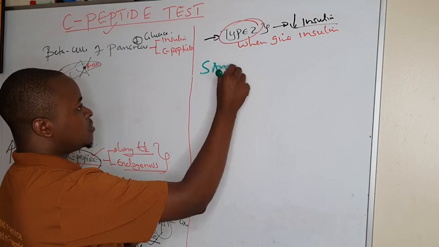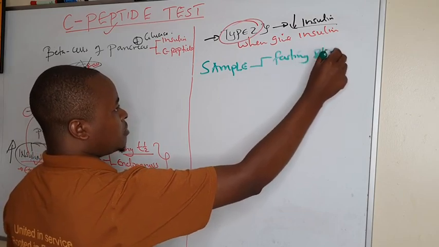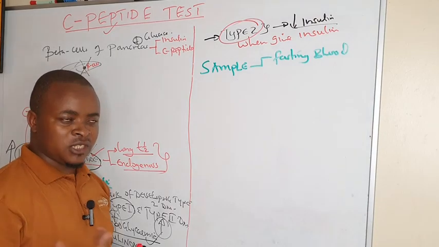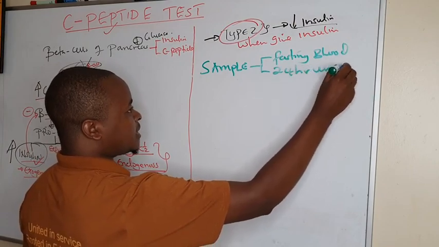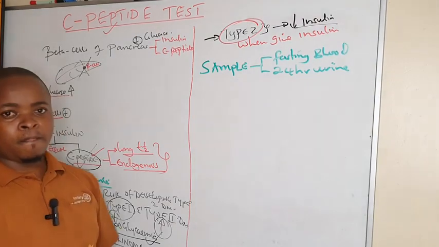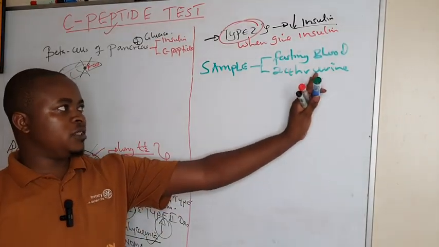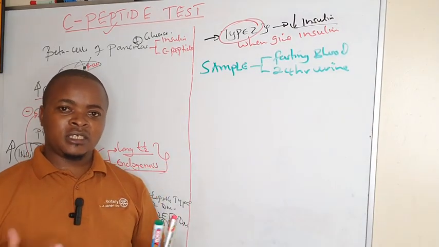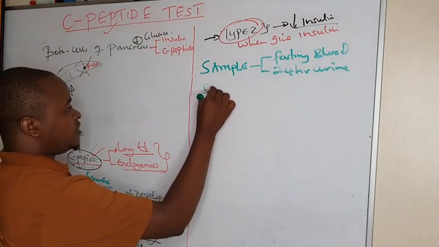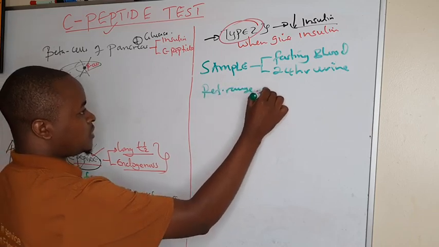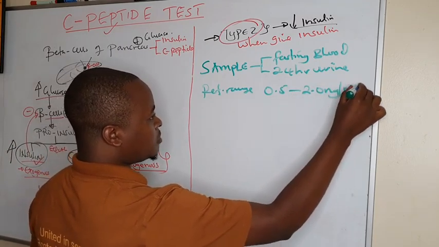So in the lab, we prefer either a fasting blood sample. This patient should have fasted between 8 to 10 hours, or we can use 24-hour urine, because the C-peptide, when produced, is excreted via the kidney in urine. So we can use either 24-hour urine or fasting blood to determine C-peptide. And we are saying the reference range of this test is between 0.5 to 2.0 nanogram per ml.